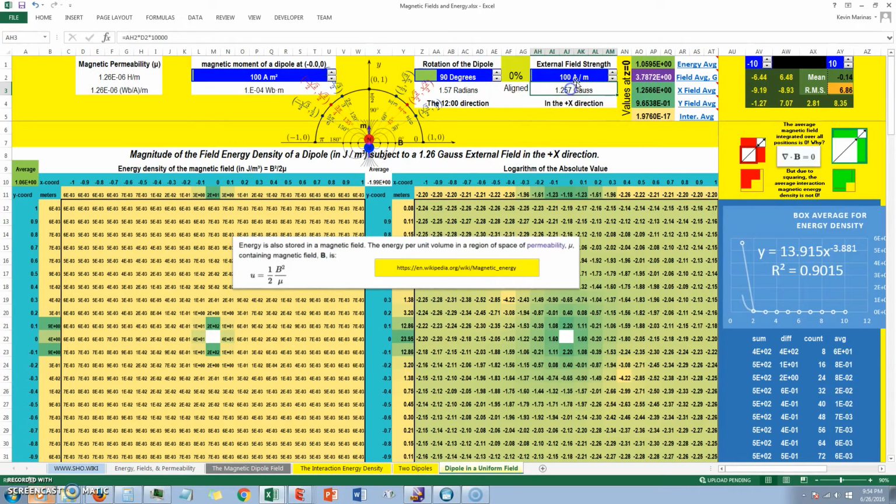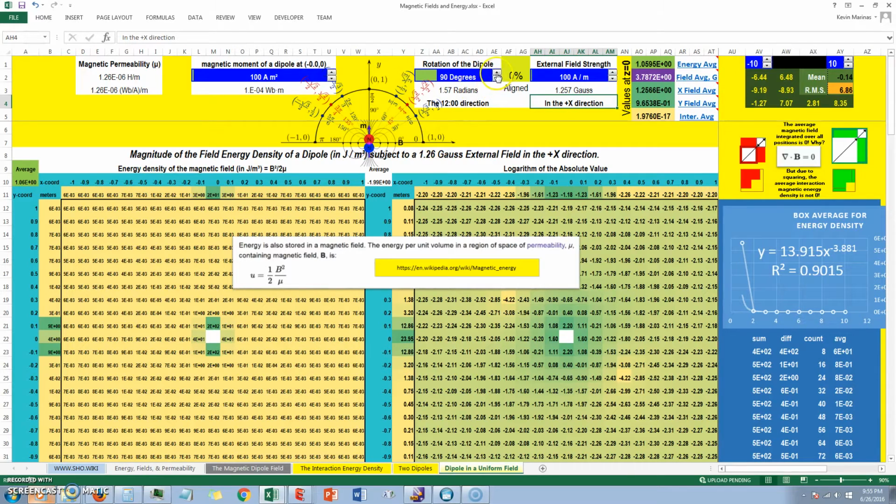So anyway, we have an external field strength now of 100 ampere per meter, but it's at 90 degrees to this dipole. So what happens if I slightly align the dipole to the external field? So right now this is at a 12 o'clock direction, and this is the positive direction, which is the same thing as the 3 o'clock direction.